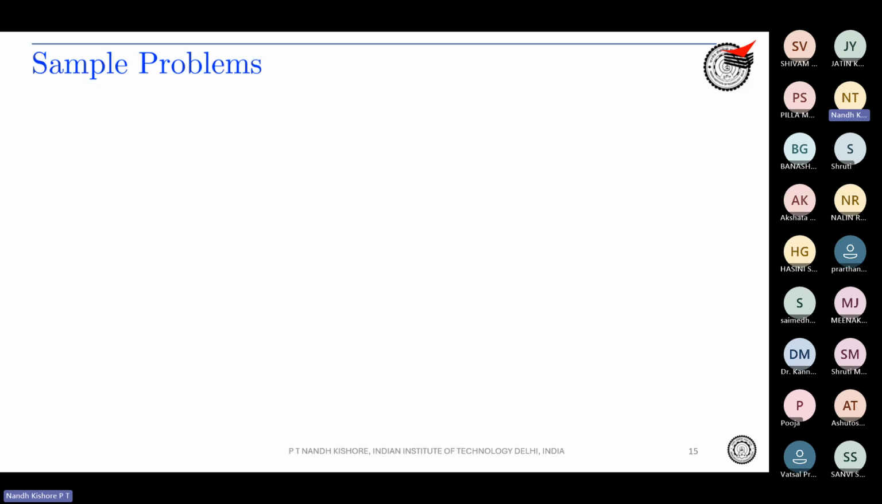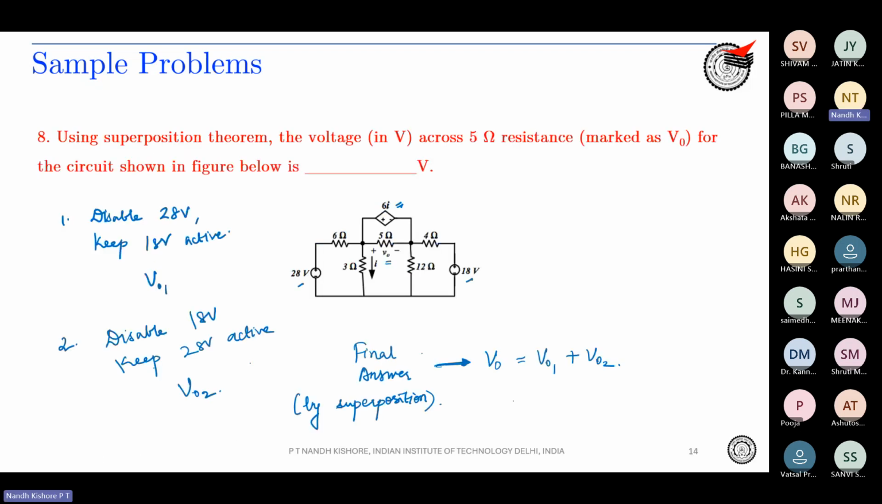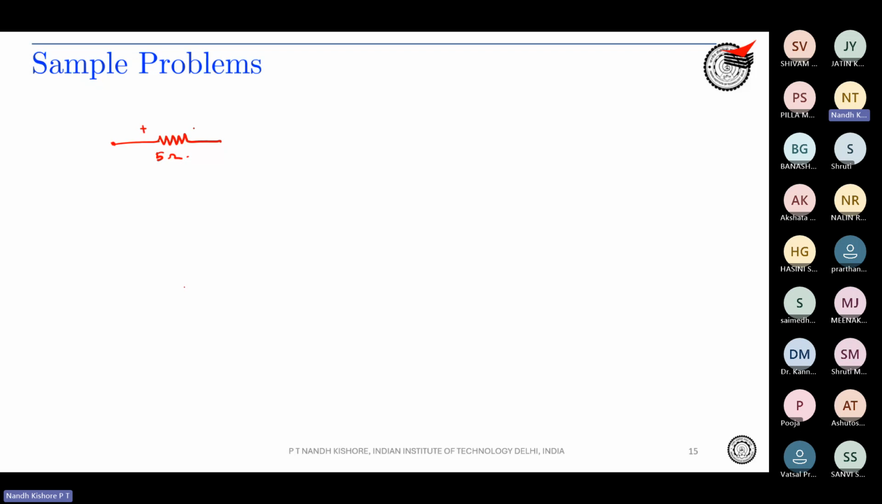So if I disable the 28-volt source, what I'm going to have is 5 ohms over here, and across this I will be having V01. They have given that this is current I, and this is your 3 ohm resistor.